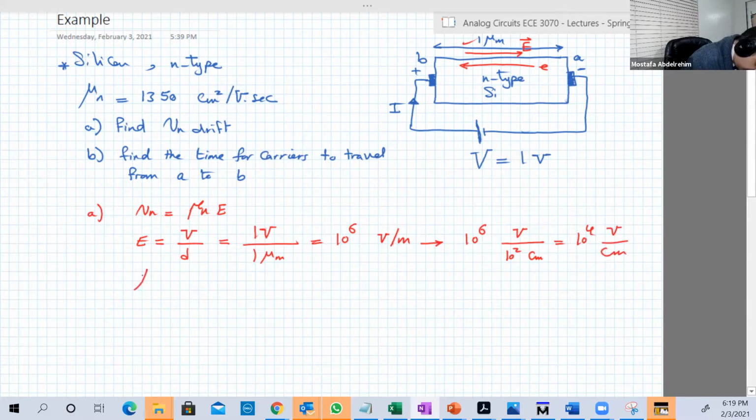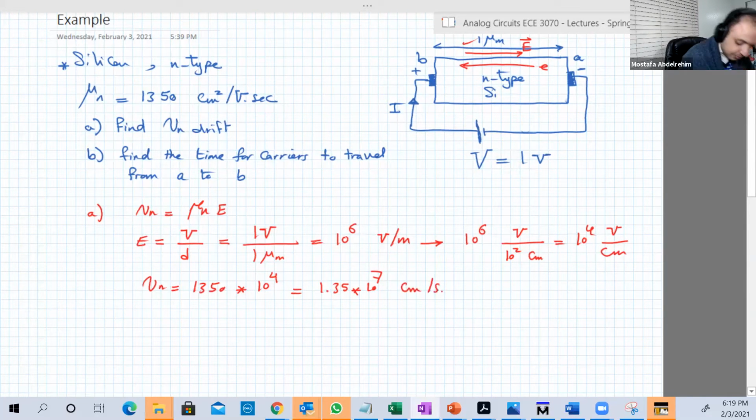Then Vn equals 1350 multiplied by 10 to the power of 4. This will be very big: 1.35 times 10 to the power of 7, and Vn is in centimeters per second now. Okay, that's number A.